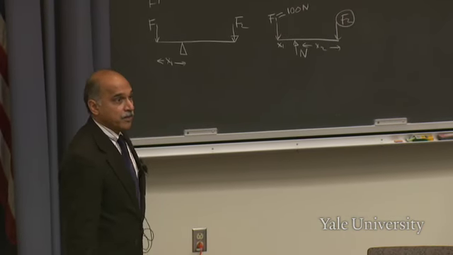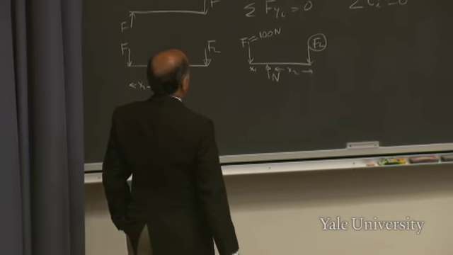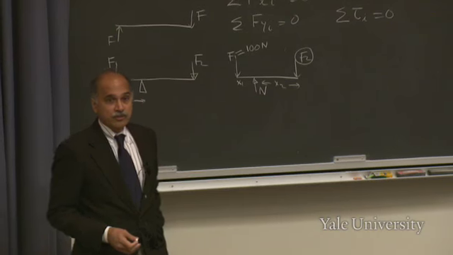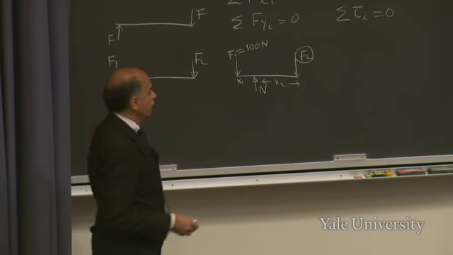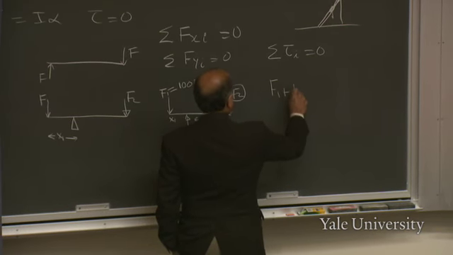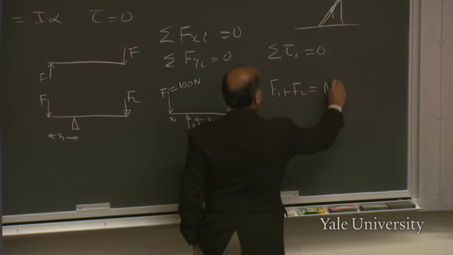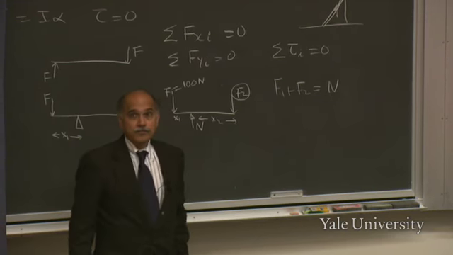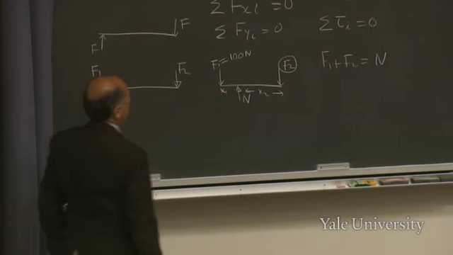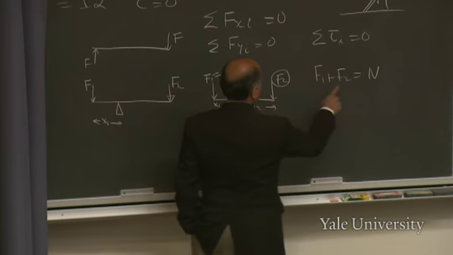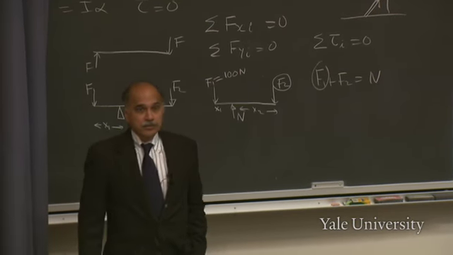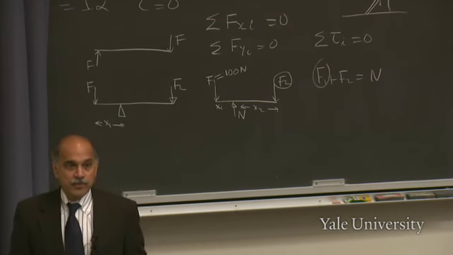So F2 is what I'm trying to solve for. So I write all the equations I know. Horizontally, there's nothing going on, so it's 0 equals 0. In the vertical direction, I have F1 pushing down, F2 pushing down, equals n. And that's not going to be enough to solve this problem because I have two unknowns. I don't know n, and I don't know F2. I just know this guy. So that's where the torque equation is going to come in.